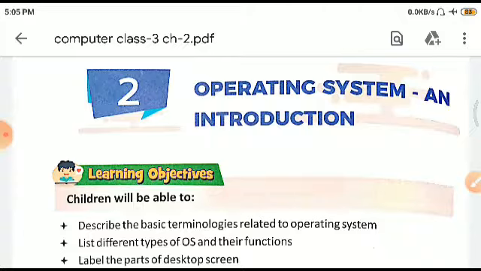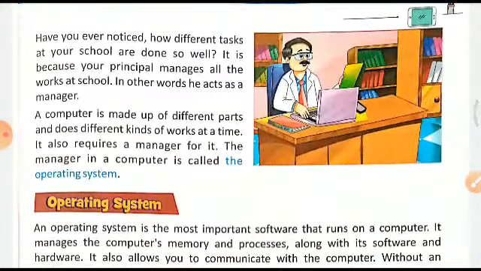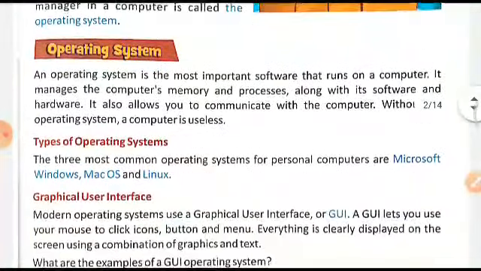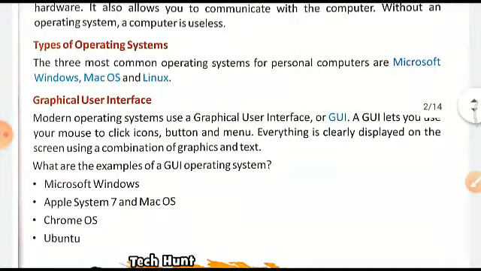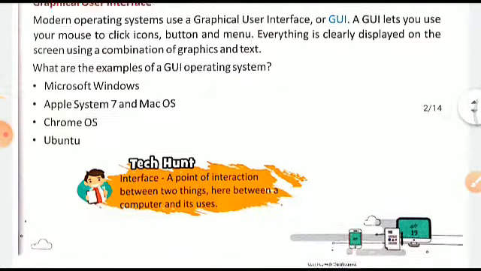We are on chapter 2, which is operating system, and we have seen who is a manager, and every computer has a manager called operating system. And what is an operating system? It controls the entire functioning of the computer. Types of operating system: Windows, Mac OS and Linux. Then we saw the GUI or graphic user interface. It lets you use the mouse so that some action can be done, and the examples are Microsoft Windows, Apple Mac OS, Chrome OS and Ubuntu.